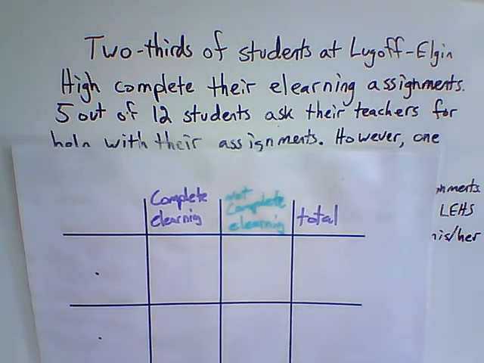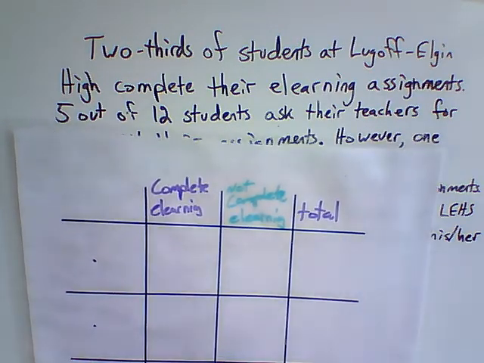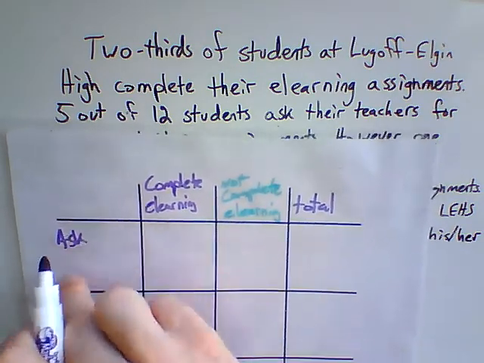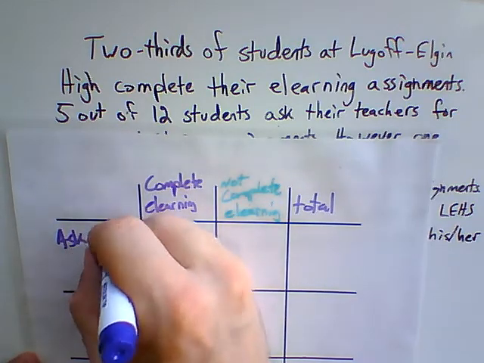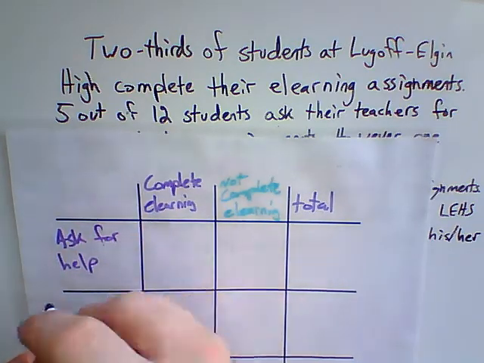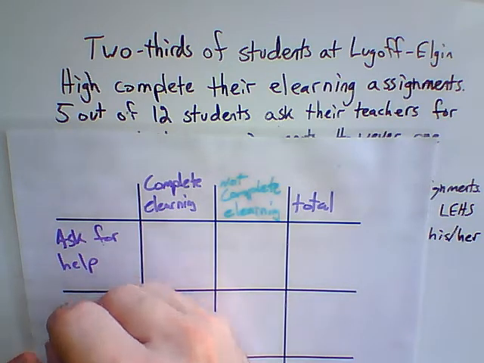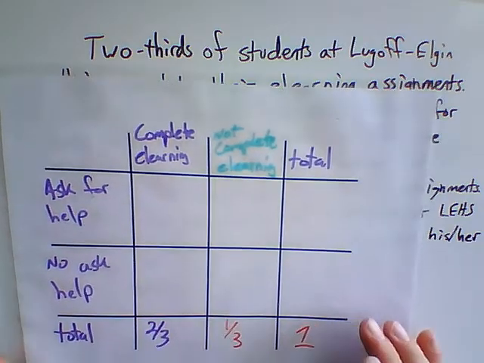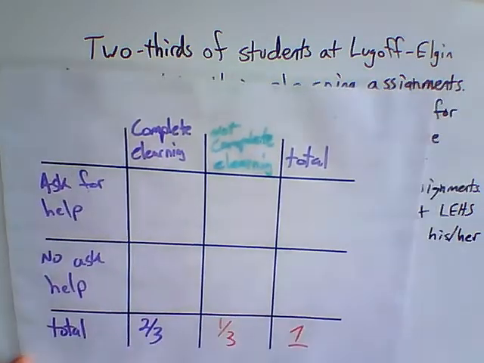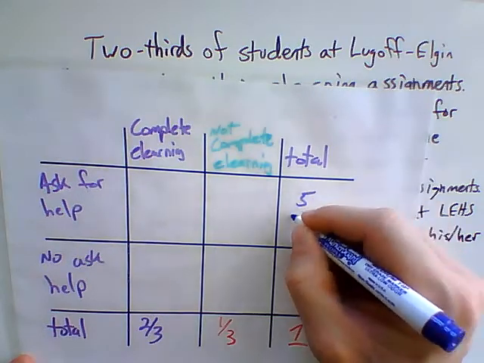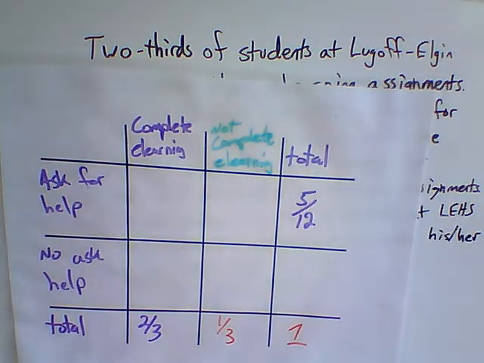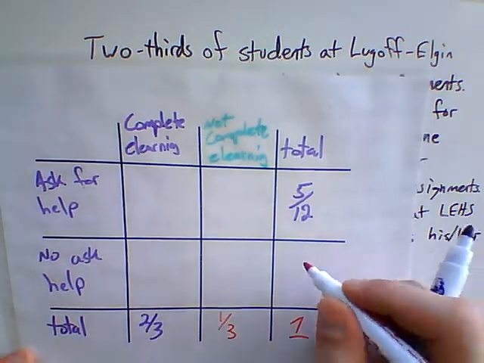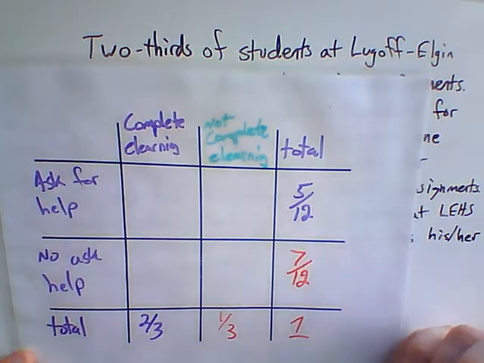5 out of 12 students ask their teachers for help with their assignments. So over here, that's a whole different category, whole different topic, right? Ask for help. No ask. Right? And it said 5 out of 12 asked their teachers for help. That's the total. Gonna get some fun common denominator issues here. So 5 out of 12 ask their teachers for help. That means the other 7 out of 12 do not.